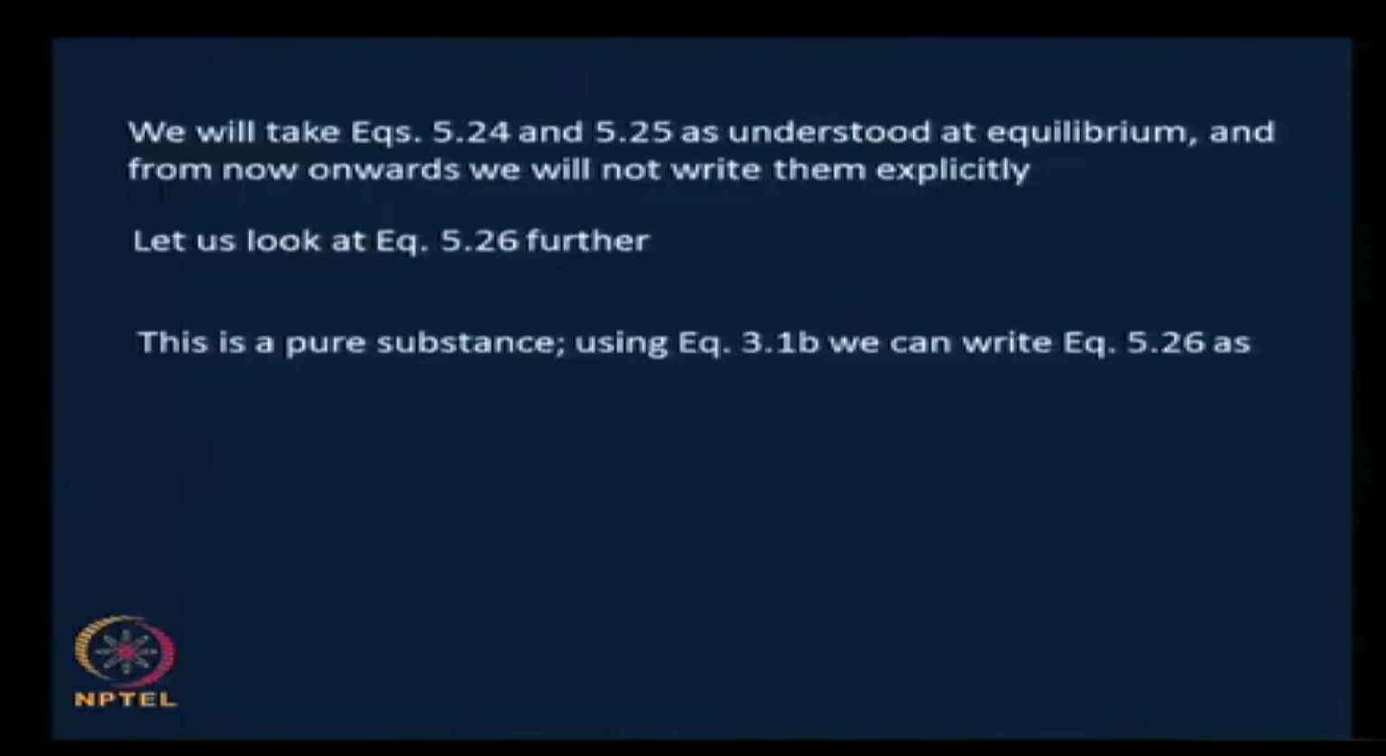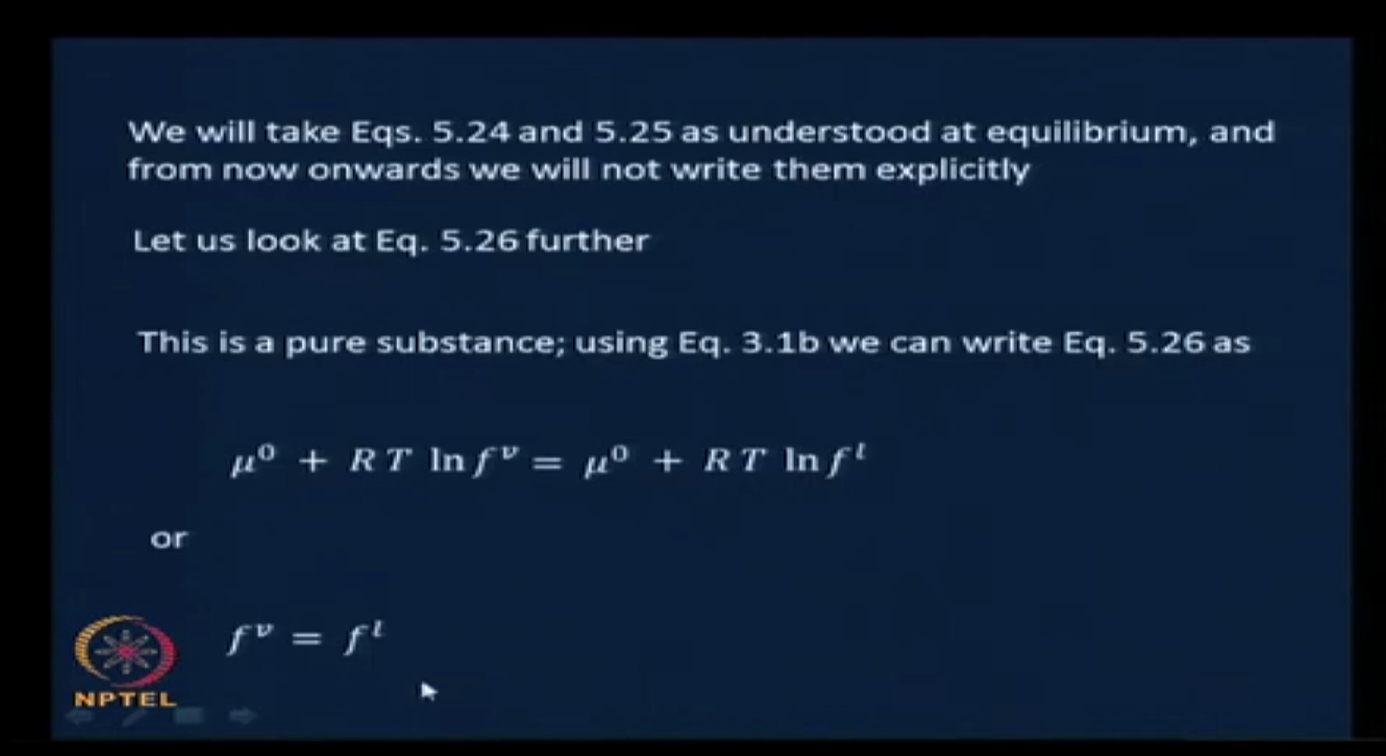Therefore, we can use equation 3.1b, which is the expression for the chemical potential, and expand that as mu equals mu naught plus RT ln f of the pure substance in the vapor phase must equal mu naught plus RT ln f, the fugacity of the pure substance in the liquid phase. Recall this from module 3, mu equals mu naught plus RT ln f, that is what we have written here. This is for a pure substance. Therefore, it is quite easy to see mu naught cancels, RT cancels too. Therefore, ln fV equals ln fL, and therefore fV equals fL.